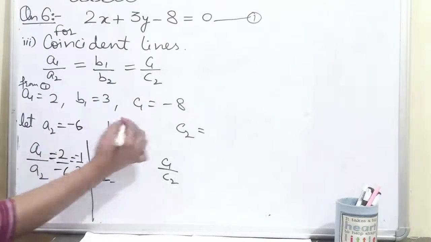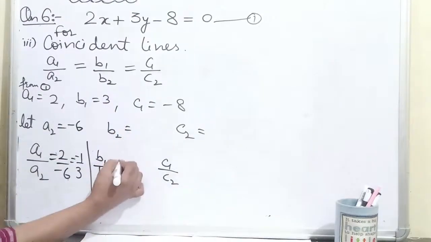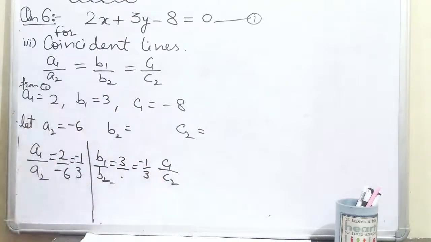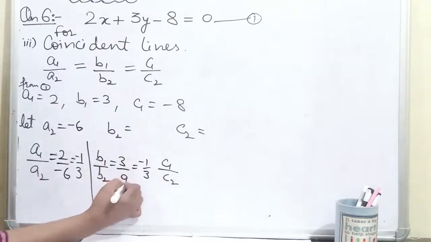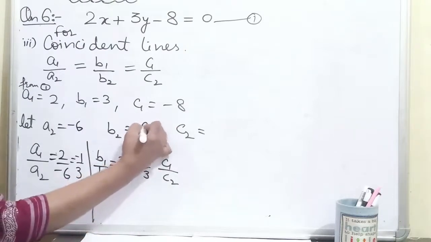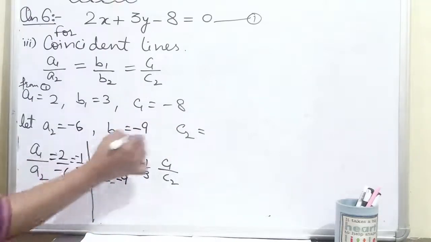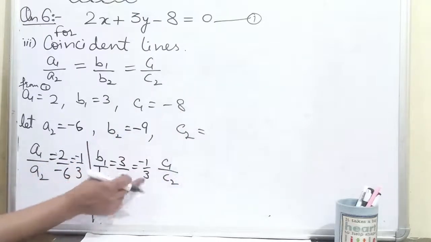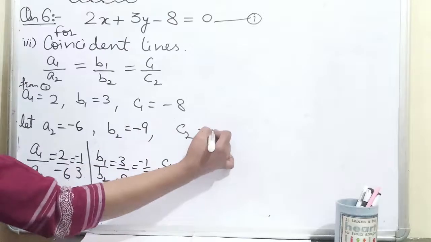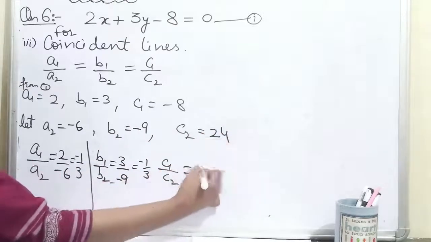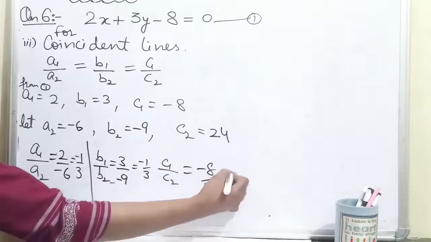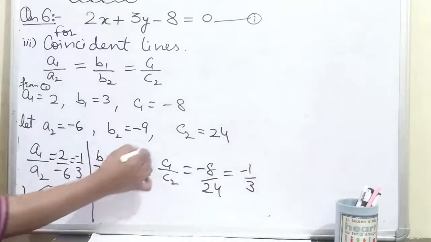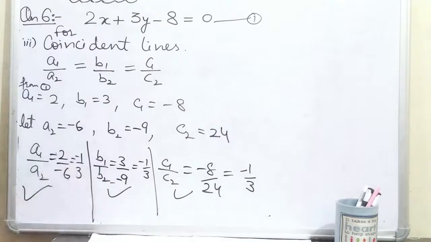So what can I take here? The ratio should be 3 by something, so that it is -1 by 3. 3 threes are 9, so we can take -9. So B2 should be -9. In the same way, what will be C2, so that the ratio will be -1 by 3? 8 threes are 24, so -8 by 24, again it will be -1 by 3. Now all three ratios are equal.